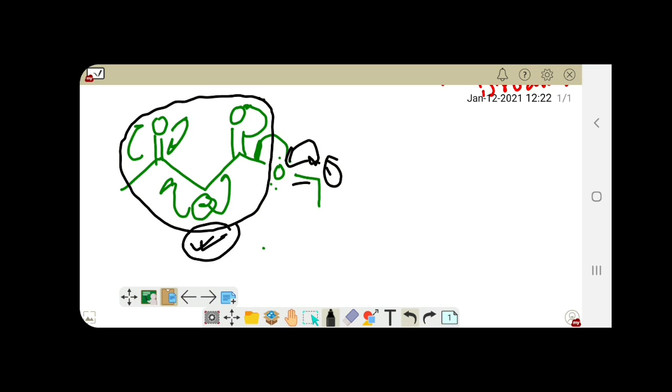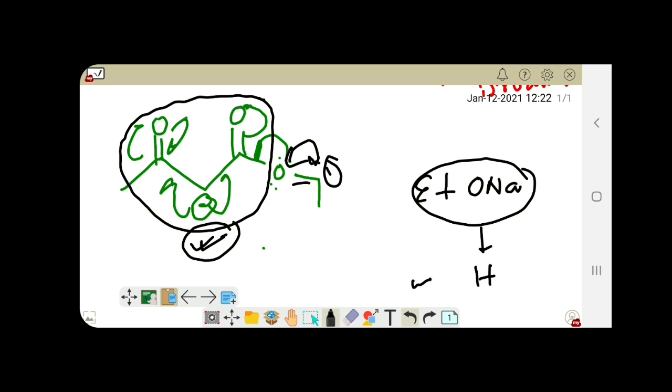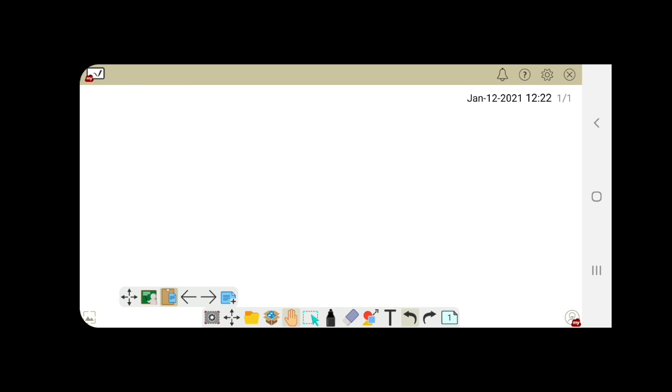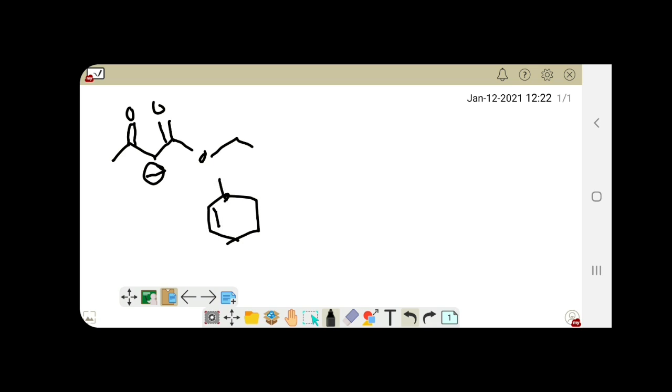So sodium ethoxide is going to abstract the hydrogen from that position, and that hydrogen needs to be an acidic hydrogen. Let me draw the substrate again. This is the substrate with the negative charge on it.